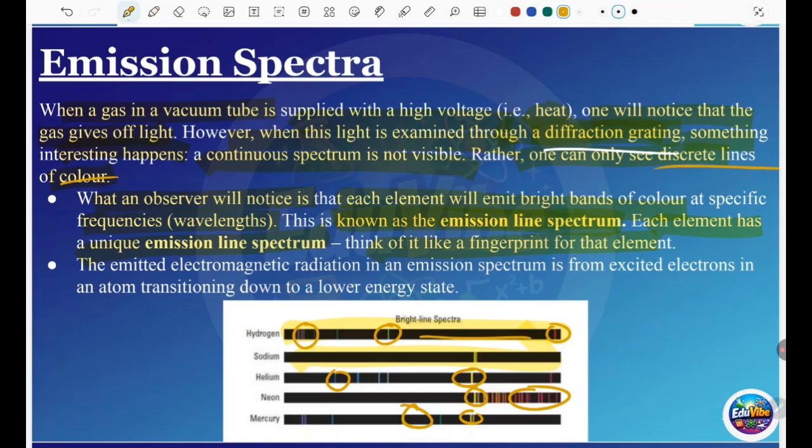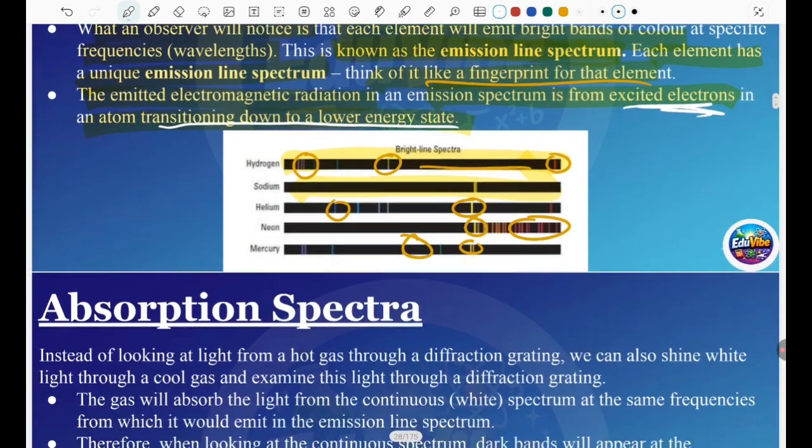This is like a fingerprint of the element. So the emission spectrum is electromagnetic radiation emitted when excited electrons in an atom transition down to a lower energy state. The transition down to a lower energy state and the excited electrons are terms we discuss in the next lesson on the Bohr model of the atom, which is a very important lesson. This is only the spectral part; we do more on this in a later lesson.